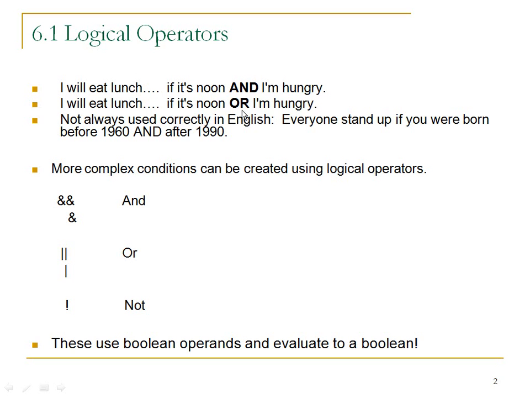The logical or, if it's noon or I'm hungry, that means that if either of those are true, then I could get to eat lunch. So that's the correct interpretation of and or in English. And a lot of times people will use these incorrectly, but everyone knows what they mean.